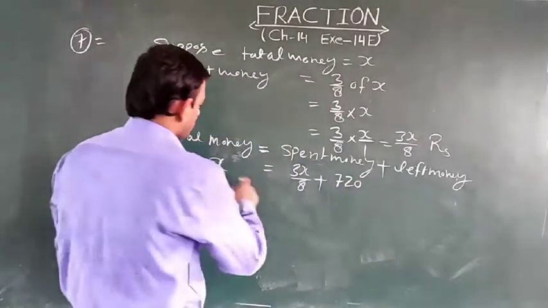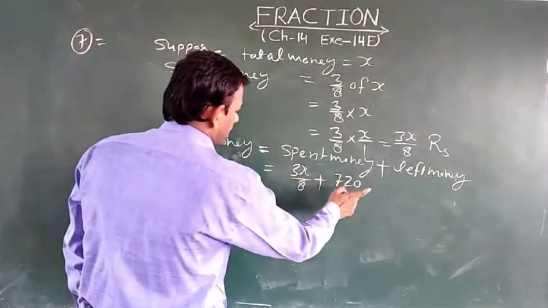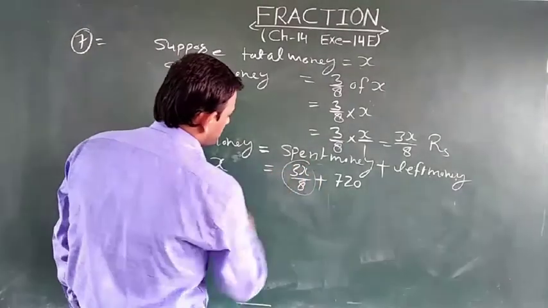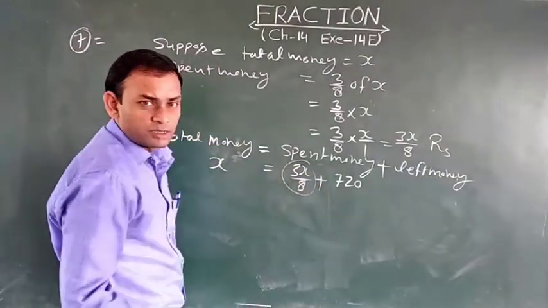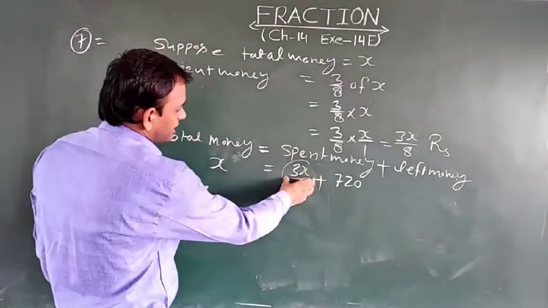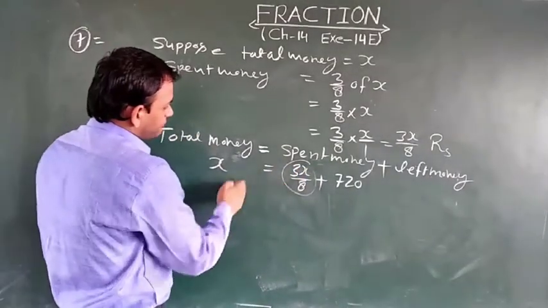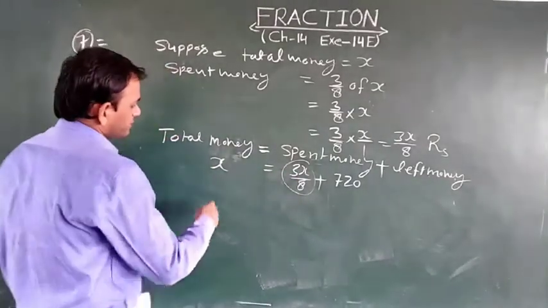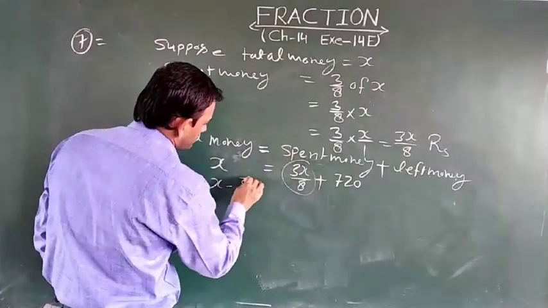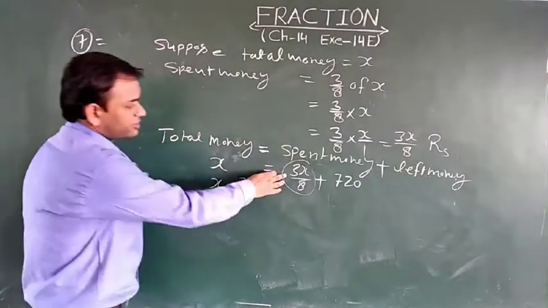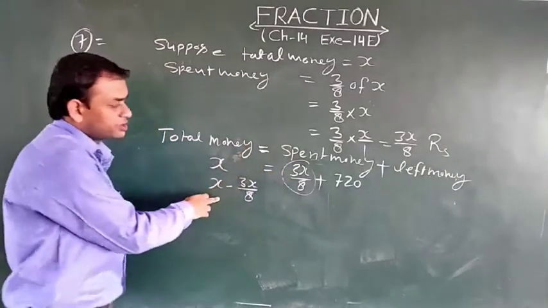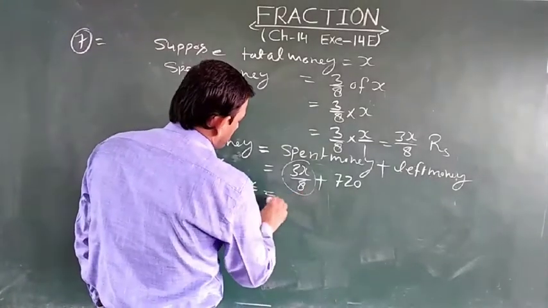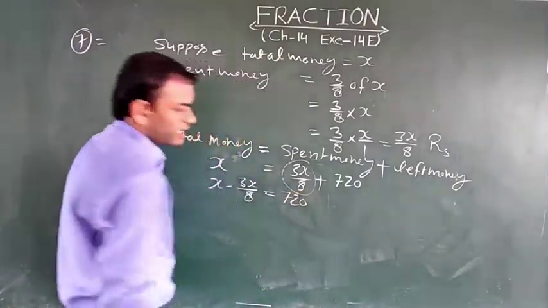Now we will just solve it. This is the variable and constant. We have to find the value of X. So we will do the transposition of 3x upon 8. Means when we bring this 3x upon 8 to the left side, then the sign of 3x upon 8 will be changed. So it will be minus 3x upon 8. Here it is the plus value. When we bring it to the left side, the sign will change. Is equal to 720 will remain as it is.